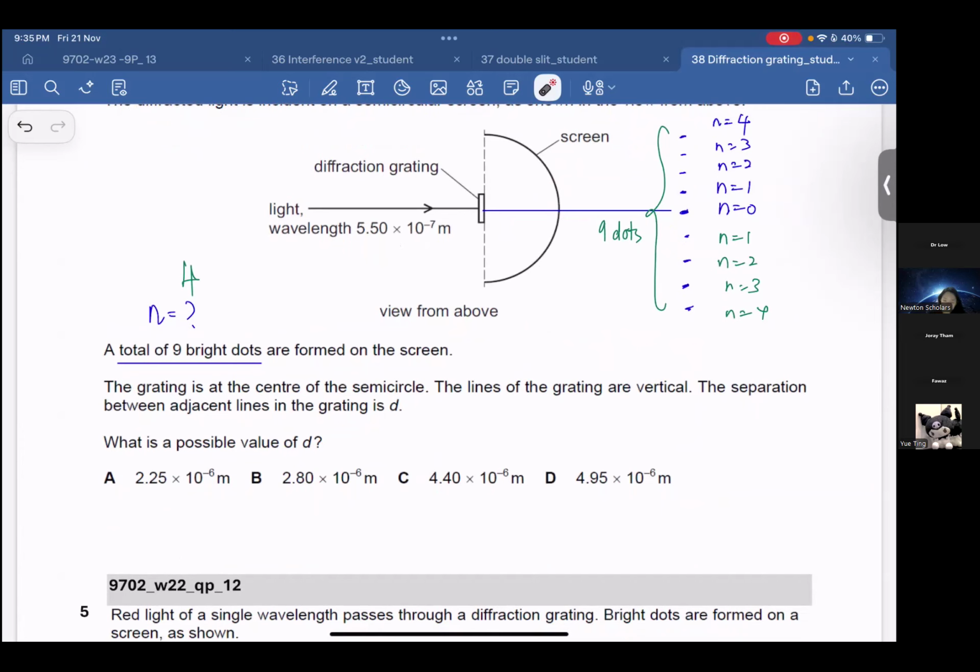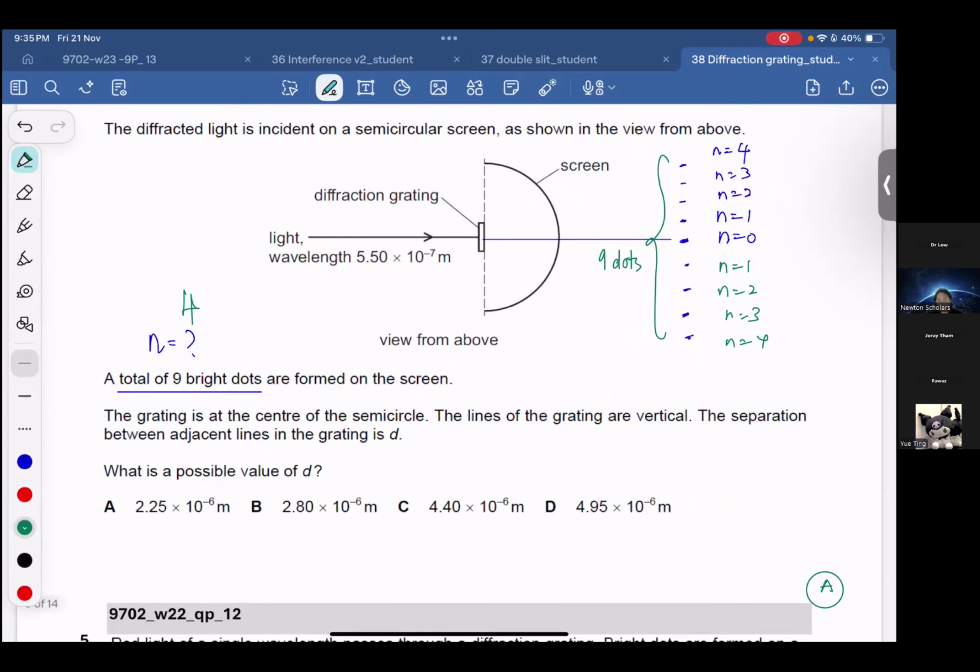Okay, for this question, you do it by yourself. The harder part, I already told you. You write your final answer A here. I already told you your n is 4. The rest is just substitution only. Yes, Wesley, correct. Okay, boys and girls, is that clear? I want to go one more question.